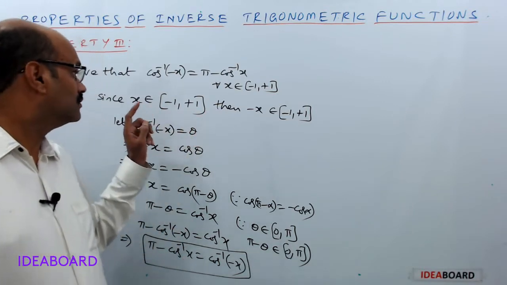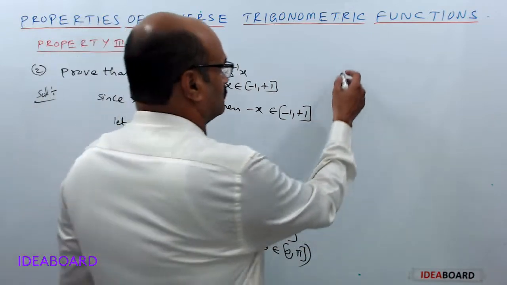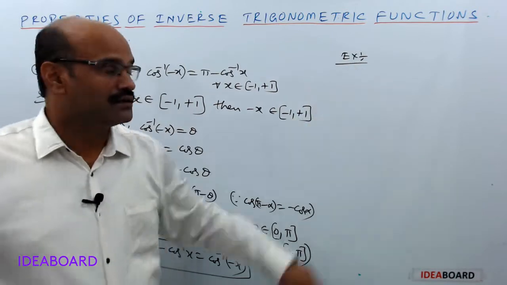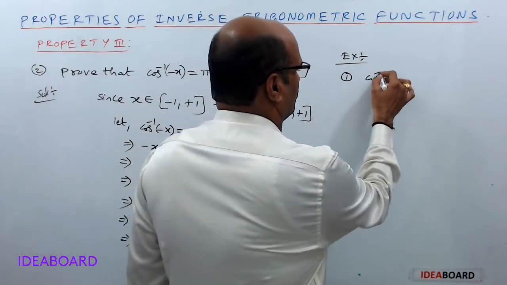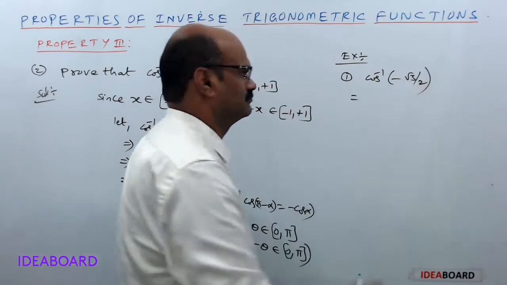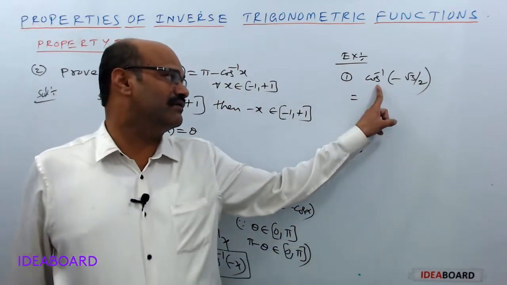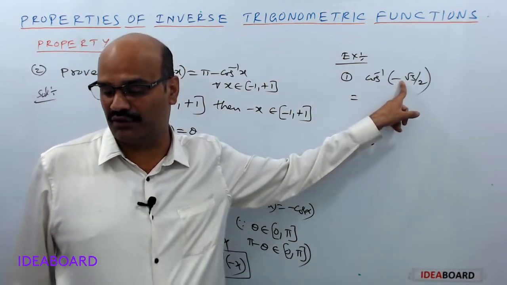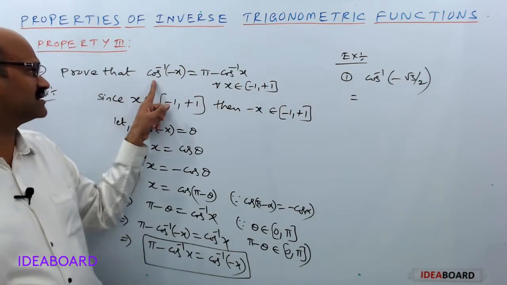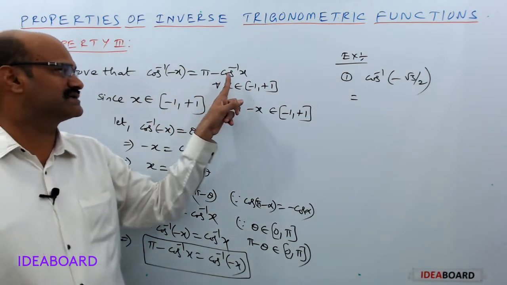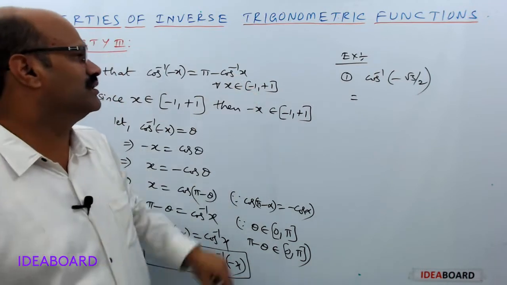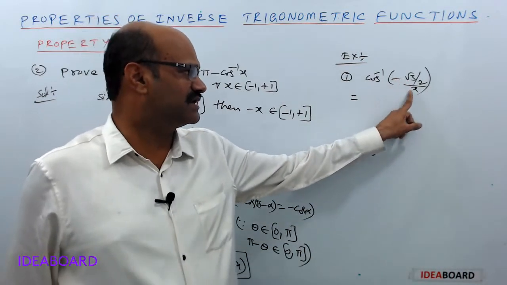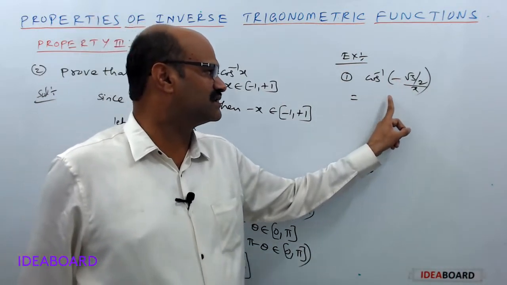Now, example: find the principal value of cos inverse of minus root 3 by 2. Cos inverse of minus root 3 by 2 equal to, according to the formula, cos inverse of minus x equal to pi minus cos inverse of x. Here we have x equal to root 3 by 2. So it equals pi minus cos inverse of root 3 by 2.